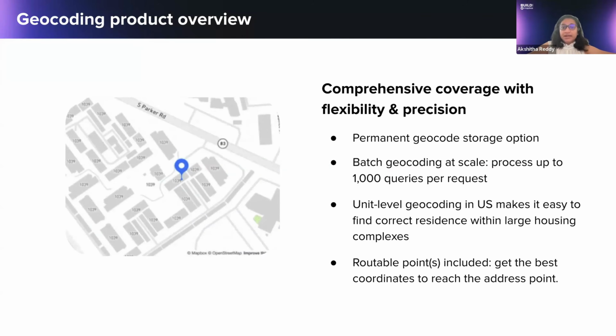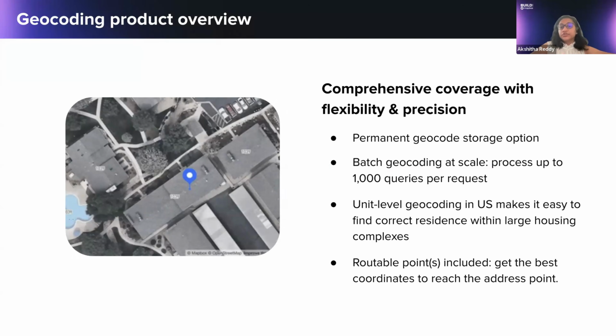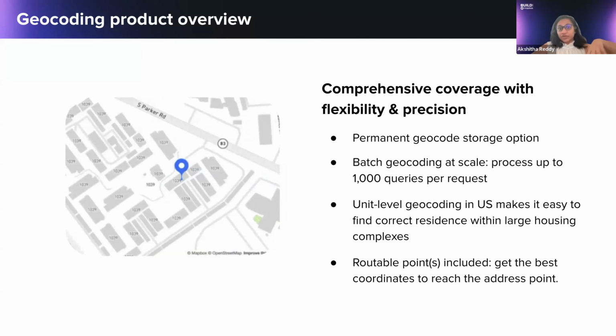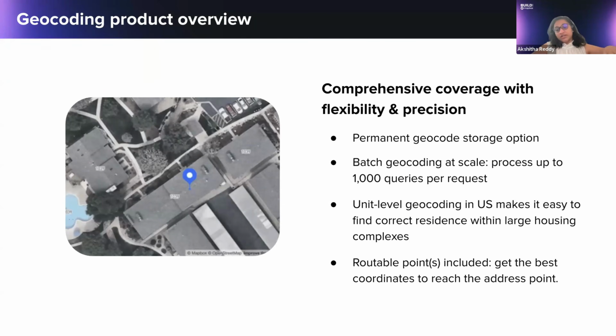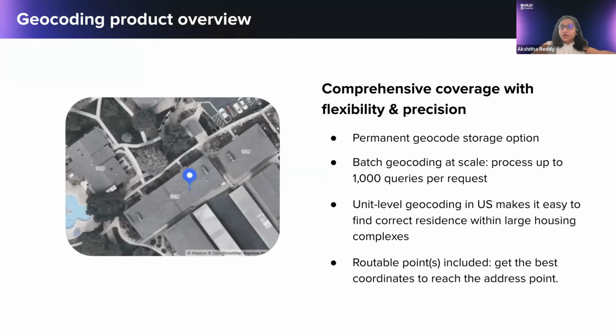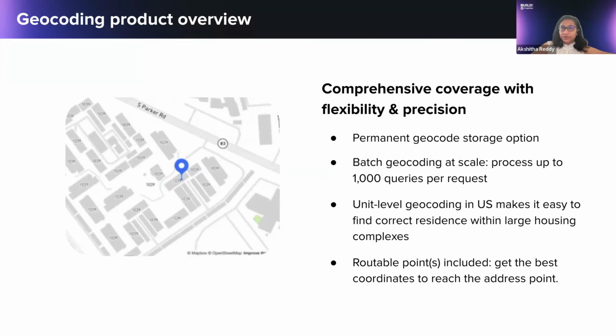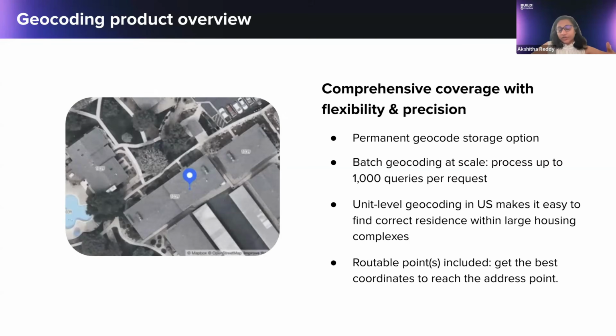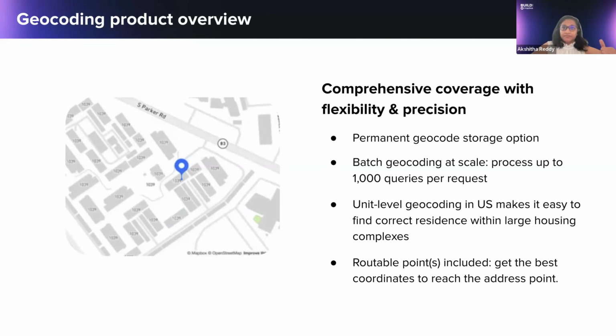The other one would be batch geocoding. Let's say it's not a user-type query, but something that you have to process in the background. That's when you could use batch geocoding, and it allows you to process up to 1,000 queries per request. So you can call multiple batches.